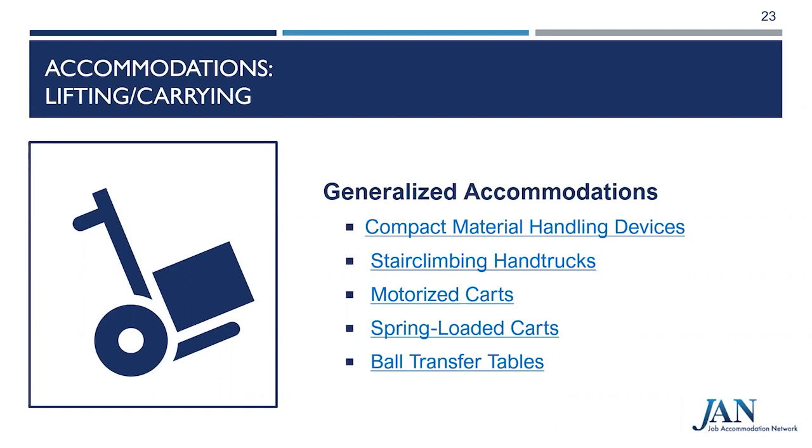Finally, ball transfer tables are not just for manufacturing plants. These options make sliding products along a set path much easier. Think of a non-motorized conveyor belt where you push the boxes on platforms of small, smooth balls. This allows for easy transfer of the items along that set path, eliminating the need to lift and carry them back and forth. Next slide, please.